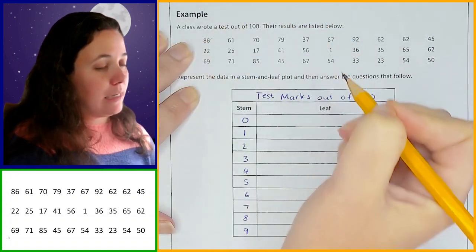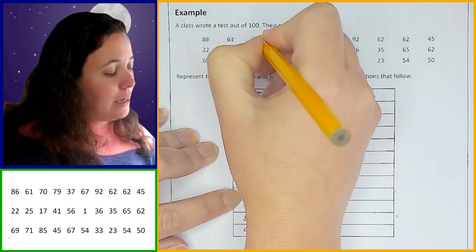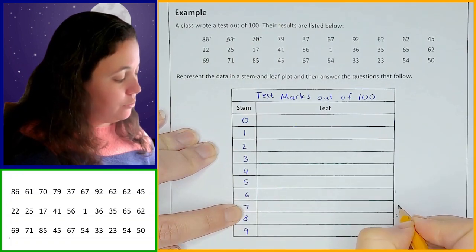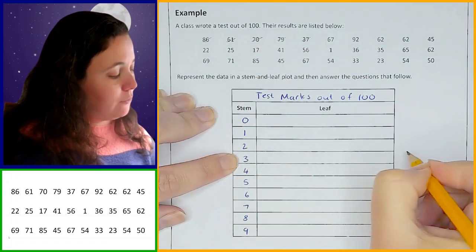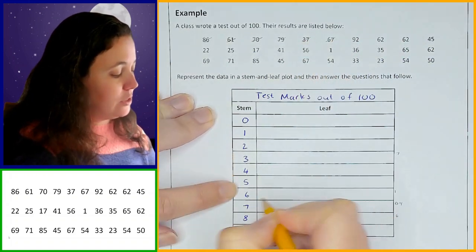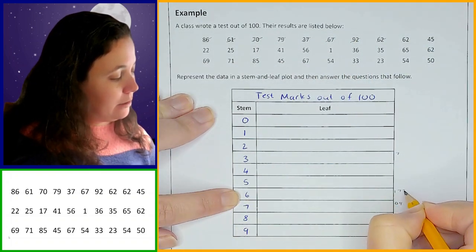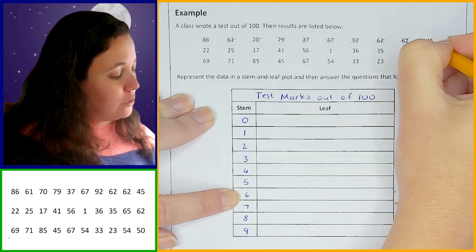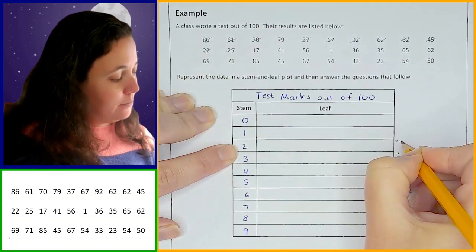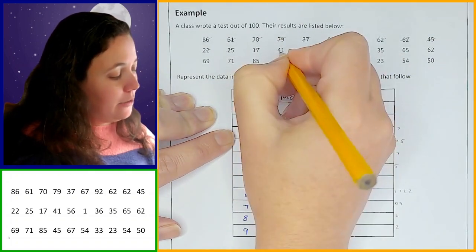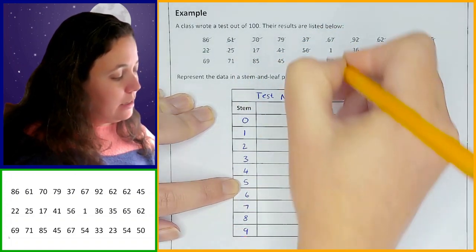Then, next one, I'm going to cross that out, say I've done it. Next, I've got 61, so it's going to be 6, and then the 1 goes over there. Then I've got 70, so it's 7 over here, and the 0 goes over there. Then I've got 79 over there. Then I've got 37, there's the 3 for the 30, and 7. Then I've got 67, so there's the 6 and the 7. Then I've got 92 over there, 62 over here, another 62 over here, 45 is over here, 22 is over here, 25, 17, 41 is over there, 56, then the 1 over here.